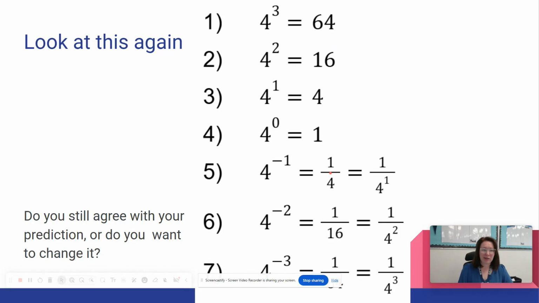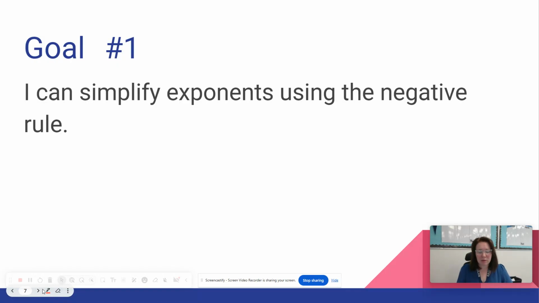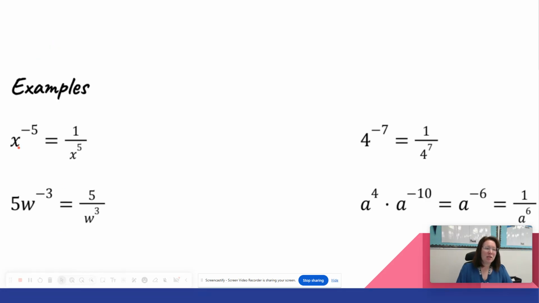So, here I have it now all typed out, and you had a discussion with your team. Now we can look at our notebooks at page 11, I think. First goal, I can simplify exponents using the negative rule. Okay, you've made a prediction, well, I told you in this video that it turned it into a fraction. And that's what it does. X to the negative 5 becomes 1 over x to the 5. The negative exponent just means make it a fraction.